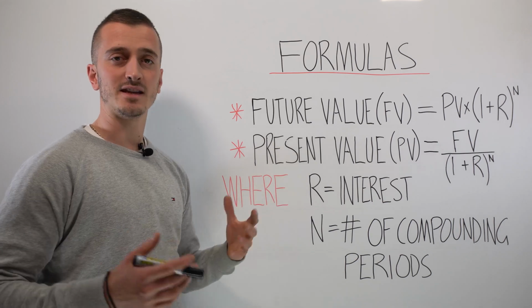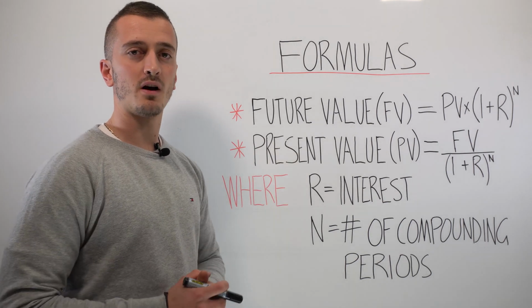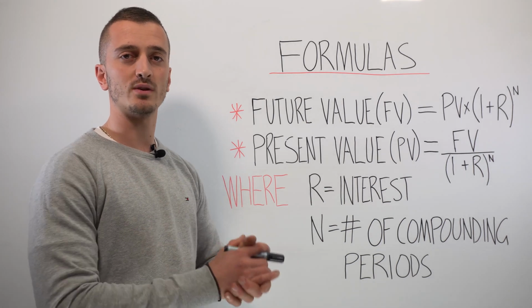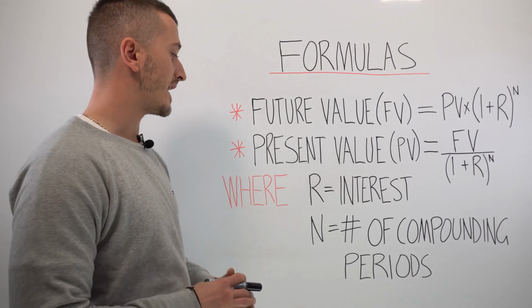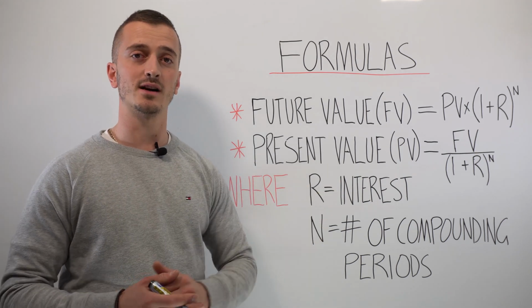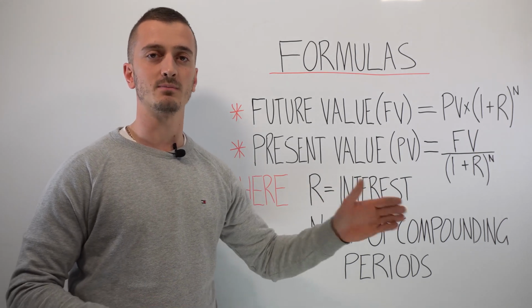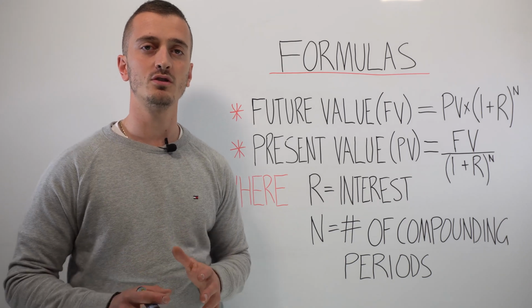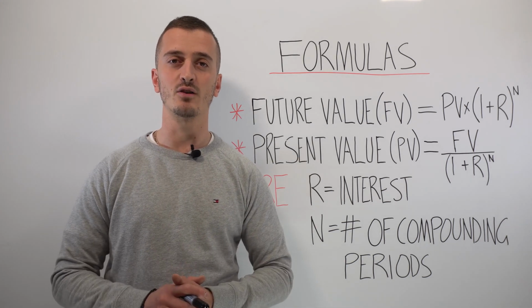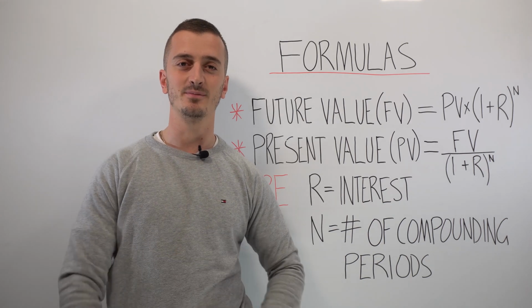Now r is the interest rate, and you always want to remember to convert your interest rate into decimal form, just like we did in the previous examples. And n is the number of compounding periods. In the previous examples, we were working with yearly compounding periods. But we're going to do 2 examples, one for each formula, so you can really understand how to use them in practice. So let's get into that.